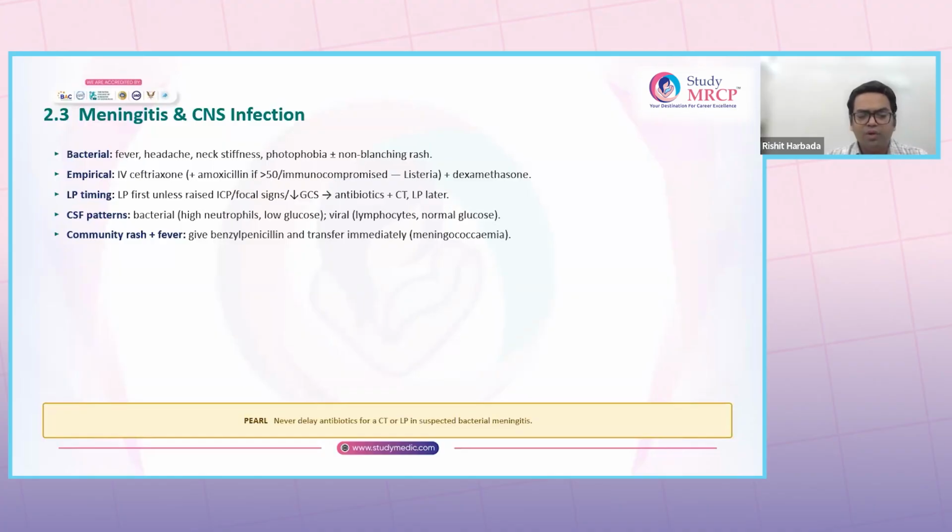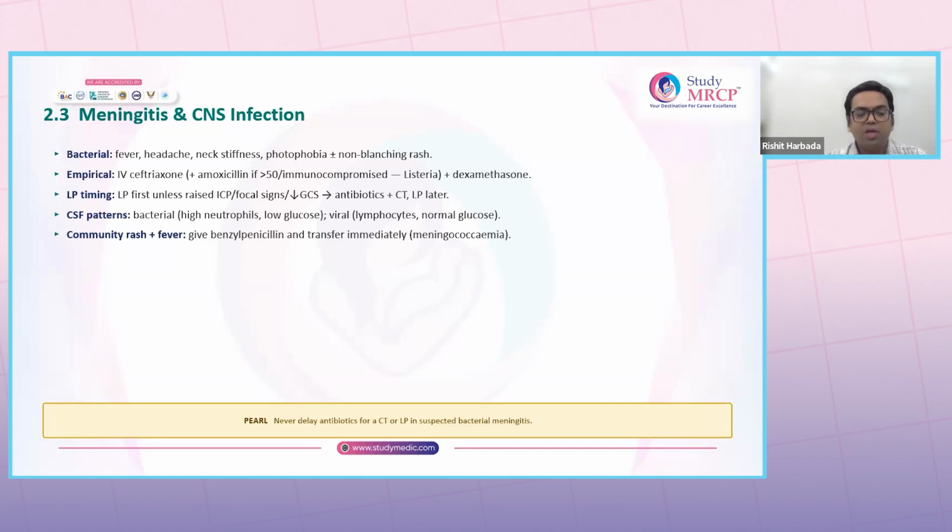You give that antibiotic, and if the patient is more than 50 or immunosuppressed, you cover Listeria and give amoxicillin. And you give dexamethasone to prevent exudates in the meninges. You give a single shot of dexamethasone.